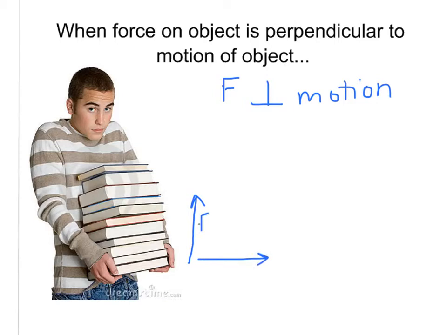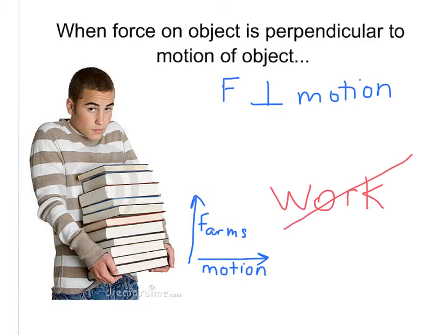Here is the force of his arms holding up on the books. Here is the direction of his motion. The direction of his motion is exactly perpendicular, 90 degrees. This is a 90-degree angle. And when motion and force are perpendicular to each other, unfortunately, there is no work done. So there is no work in this situation because force and motion are perpendicular to each other.